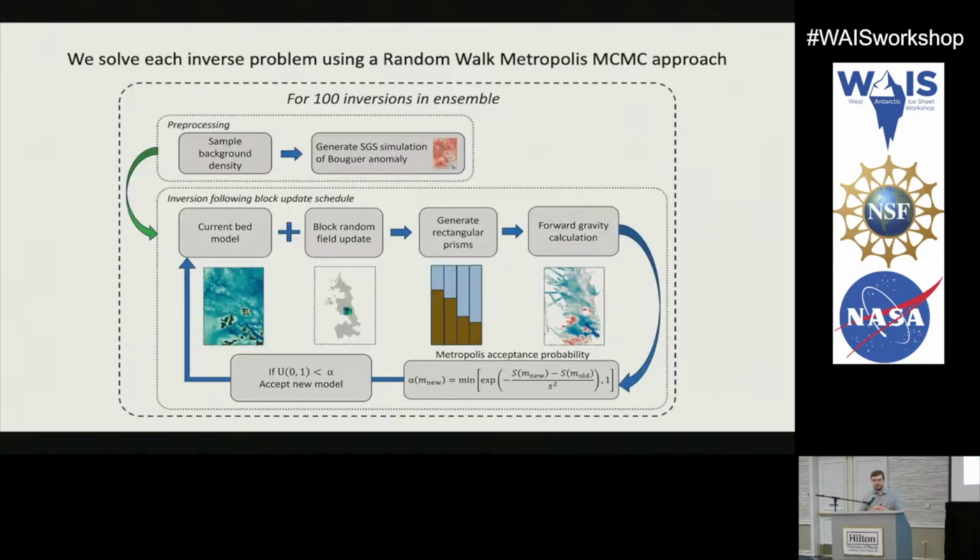We then solve our inversions using a Markov chain Monte Carlo method, where we use random block updates. So the inversion process looks like this. Each iteration, we take the current bed model, we do a random block update, we generate the rectangular prisms, which is our model of the Earth. We forward calculate the gravity, then we calculate the Metropolis acceptance probability, and then we accept or reject this update. And this is all it is. It's quite simple. There's no gradients, and it just keeps going until the error with the data is lowered enough.